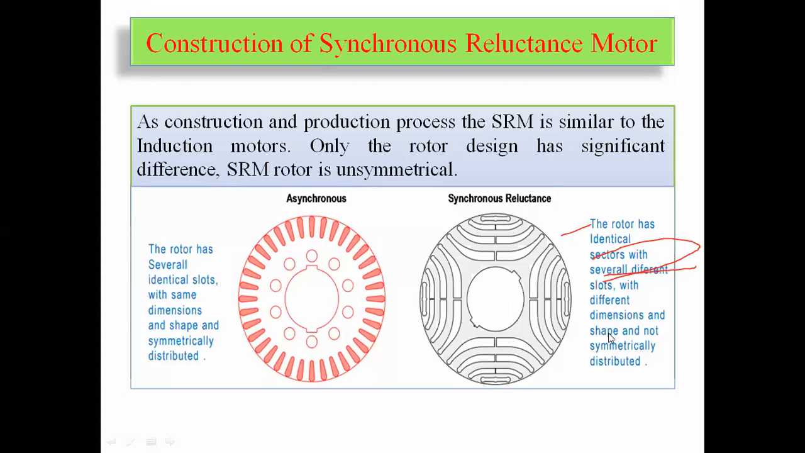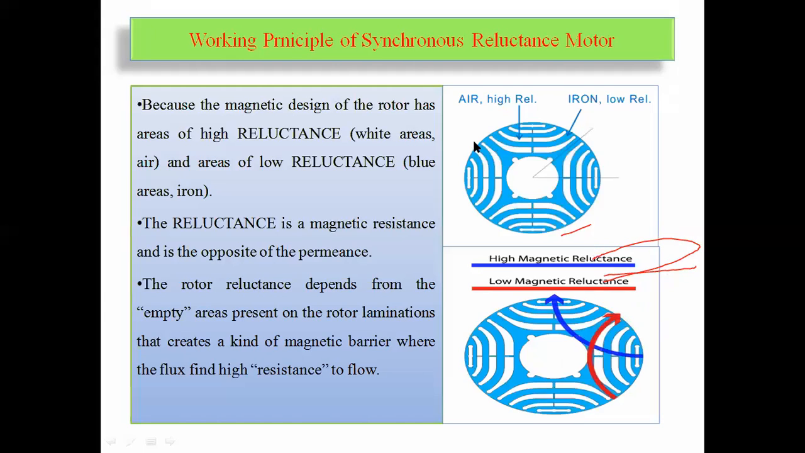Okay. Now we will see the working principle of the synchronous reluctance motor. As I said, the reluctance motor operates on reluctance torque. Because of the magnetic design, the rotor has areas of high reluctance, which are shown by the white areas, and areas of low reluctance, which we call the blue color.